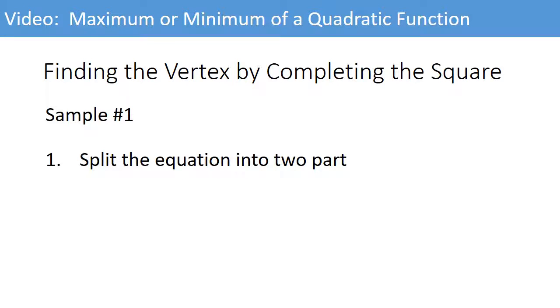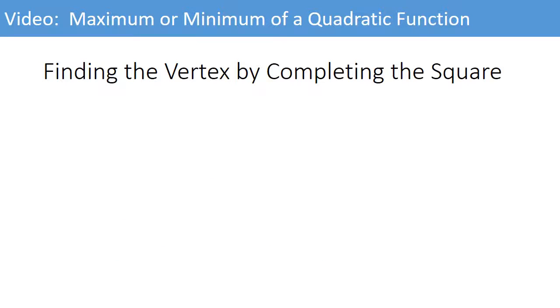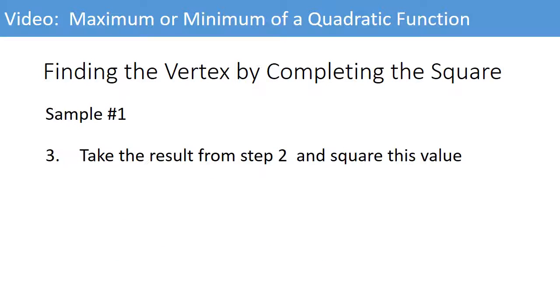Solution. Split the equation into two parts. x squared plus 6x go together, leave some space, and put plus 7. Take the middle term and divide by 2. So 6 divided by 2 will give us 3. Now, take the result from step 2 and square it. So we will take 3 squared and we will get 9.